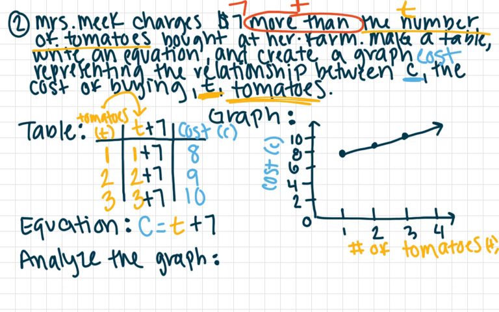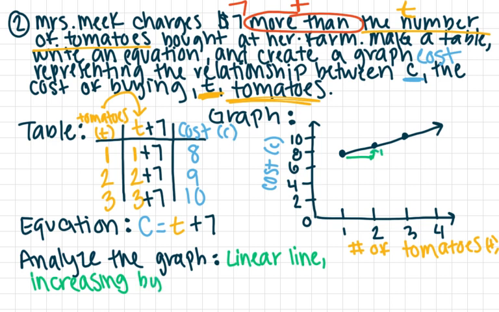So again, is it a straight line? Yes, it is. So we can say that it is linear. It's a linear line, meaning it's a straight line. Is it increasing, meaning is it going up? Yes, it is. It's not going up very much each time, so it's not super slanty. It's kind of flat, but it is increasing. And so let's see if we can determine how much it's increasing by. So every time I go over 1 tomato, I go up 1. So it's increasing by $1 each tomato.